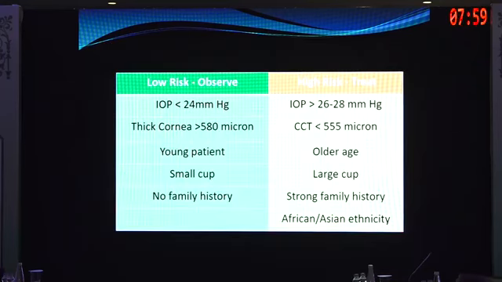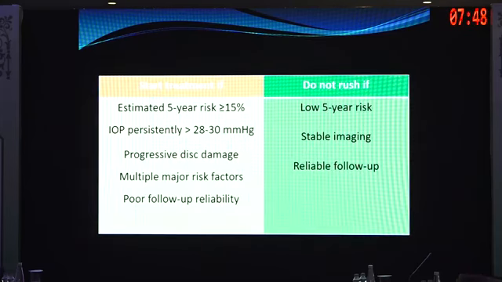Low risk case, we need to observe. High risk, we need to treat. So what are the low risk cases? IOP less than 24, thick cornea more than 580, young patient, small cup, no family history. In these we can observe. Start treatment if estimated 5-year risk is more than 15%.